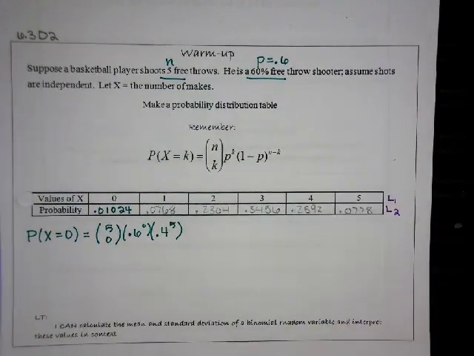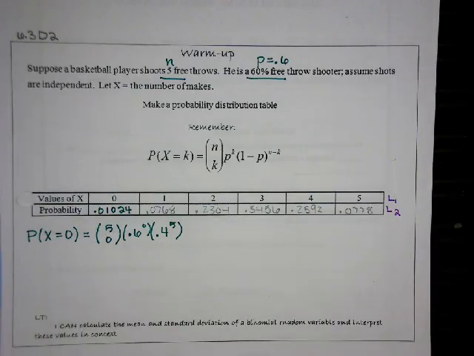I think I'm pressing the wrong numbers. You got the number 3. Why? Because you did 0.6 to the third.